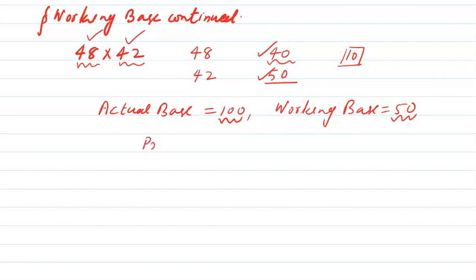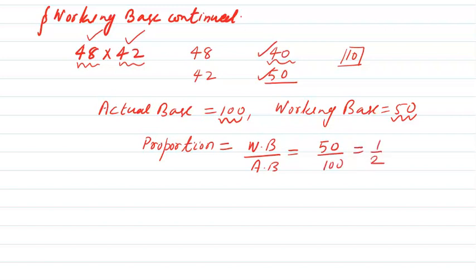So before I start the process, I think by now you are also clear that there is something called proportion. And how do you get the proportion? You take the working base and you divide it by the actual base. So working base is 50, the actual base is 100, so the proportion here is 1/2. Now the numbers are 48 and 42. If I consider 50 as the working base, the difference here is -2 and the difference here is -8.